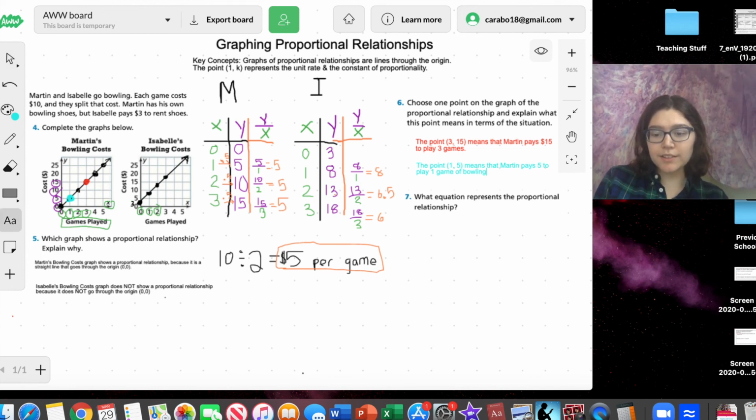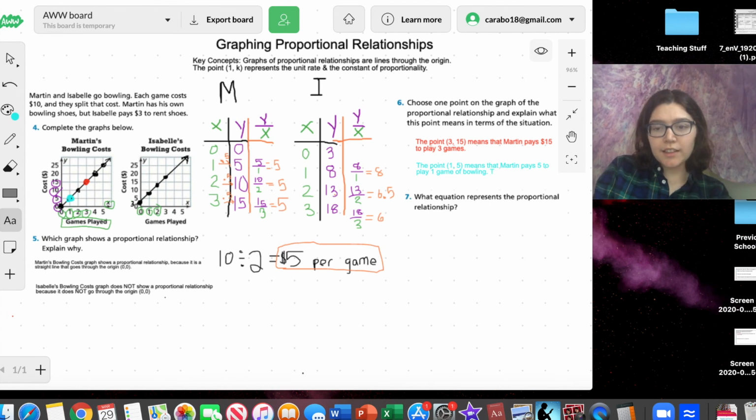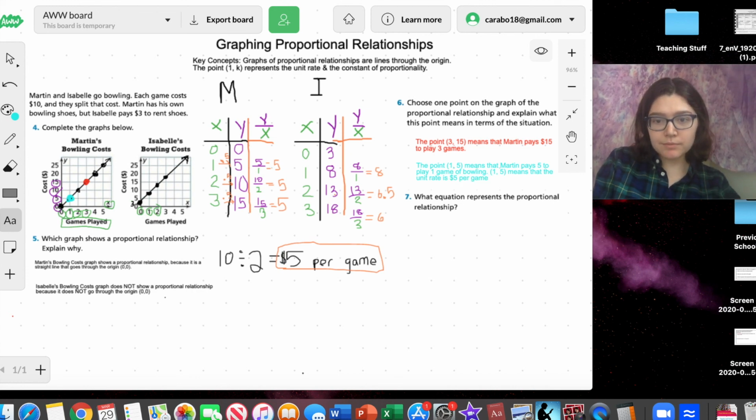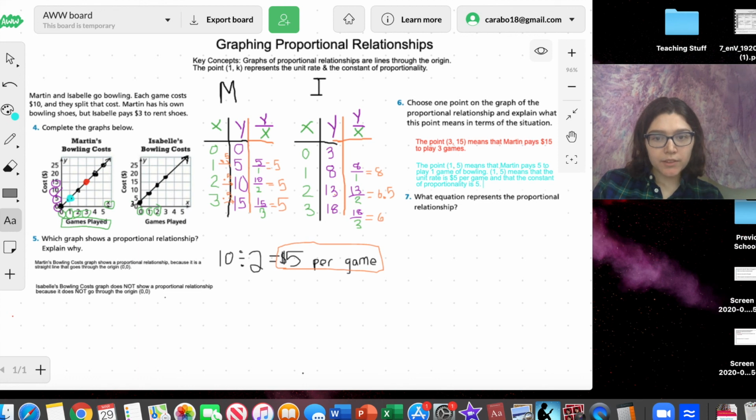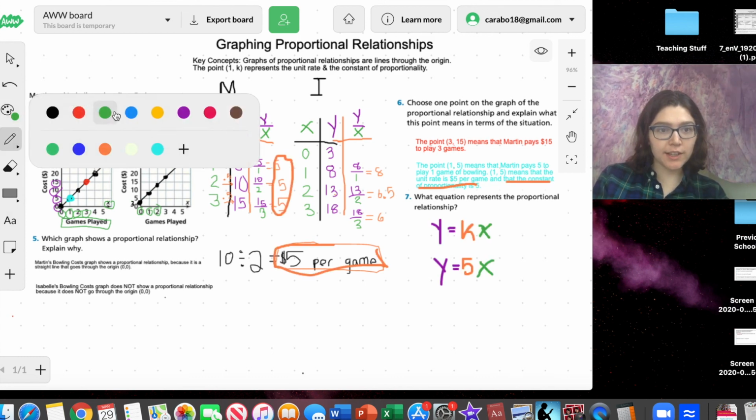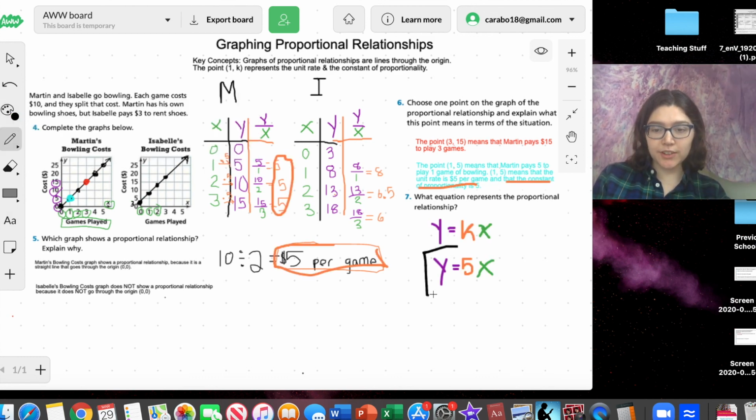So this point is telling me something special, right? (1, 5) means that the unit rate is $5 per game, and that the constant of proportionality is 5. Awesome. Okay, so then let's look at question 7 to wrap this up. So what equation represents the proportional relationship? So my equation is y equals 5 times x.